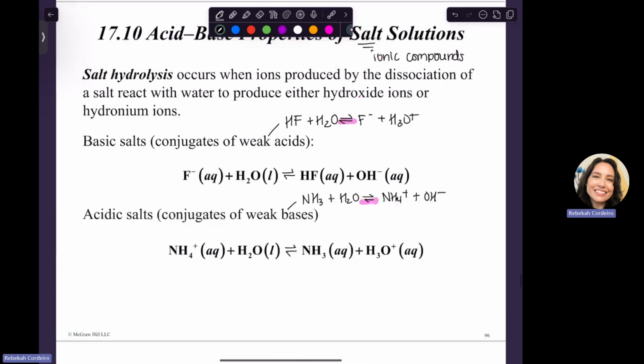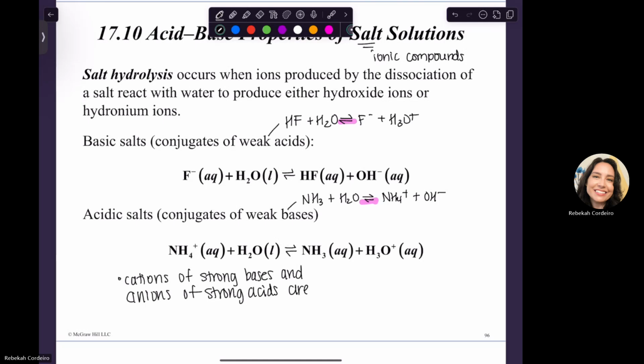And then I'll add that here. So cations of strong bases and anions of strong acids are neutral ions. Because they don't get to go backwards, they only go one way because they're the byproducts of strong stuff.